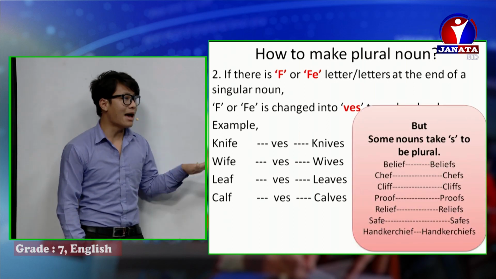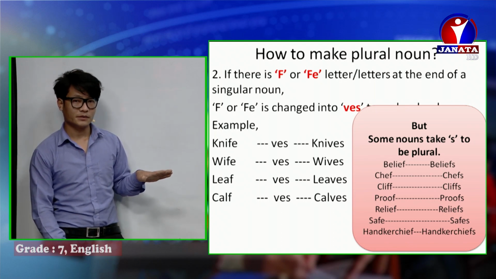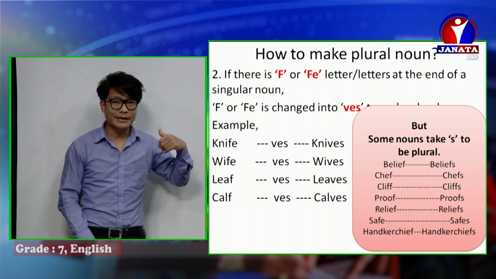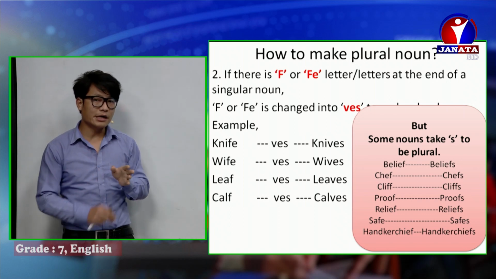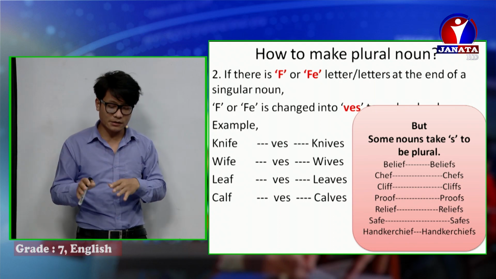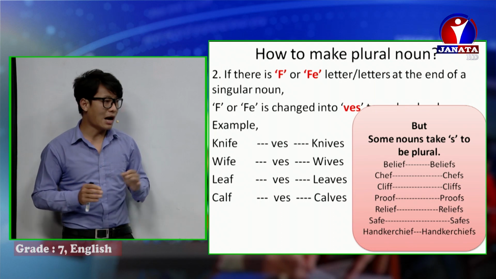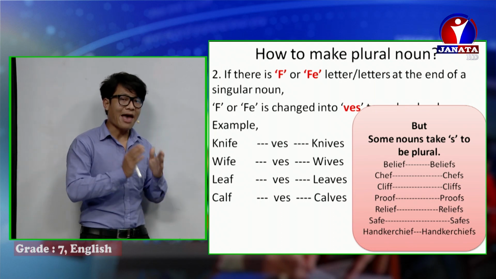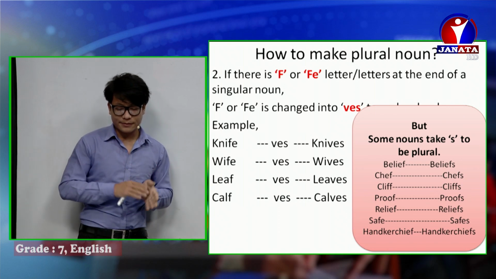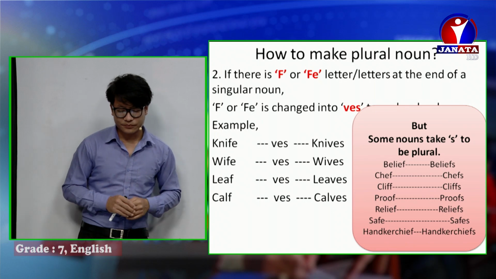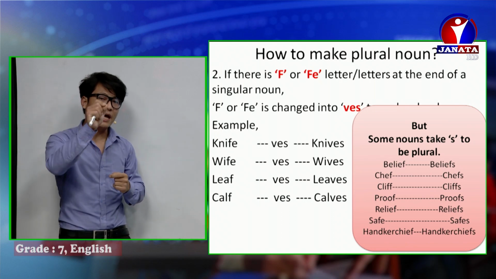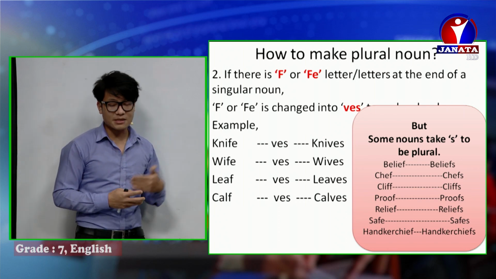But some nouns take just S to be plural, like belief. B-E-L-I-E-F, there is an F letter at last, but don't try to change belief into VES, because some nouns just take S to be plural. I have shown you here some nouns having F or FE at last, but they take just S. Like belief, beliefs, chief, chiefs, cliff, cliffs, proof, proofs, relief, reliefs, safe, safes, handkerchief, handkerchiefs. So you just need to add S after these nouns to make plural.